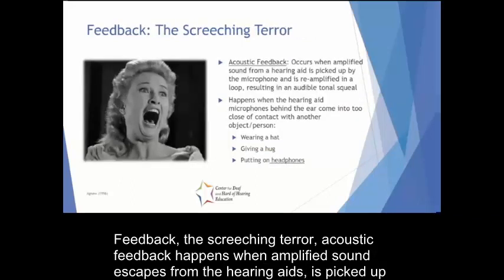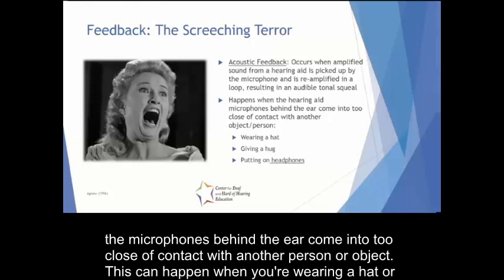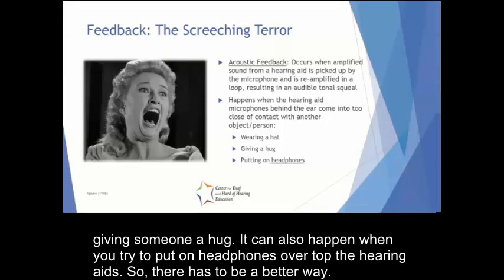Feedback, the screeching terror. Acoustic feedback happens when amplified sound escapes from the hearing aids, is picked up again by the microphone and re-amplified, and it results in a feedback loop that creates a very terrible audible tonal squeal. It happens when the microphones behind the ear come into too close of contact with another person or object. This can happen when you're wearing a hat or giving someone a hug. It can also happen when you try to put on headphones over top of the hearing aids.